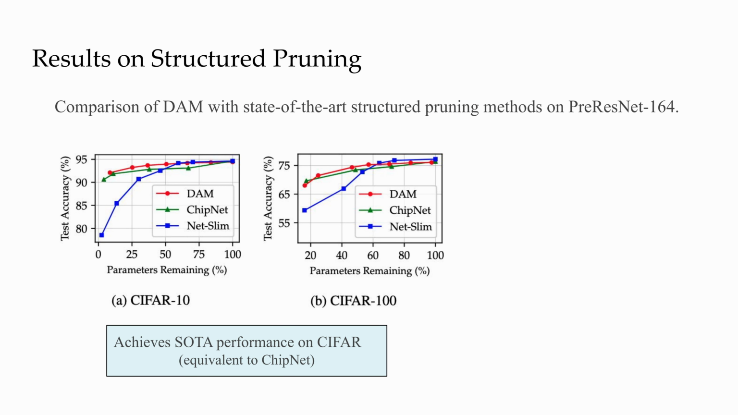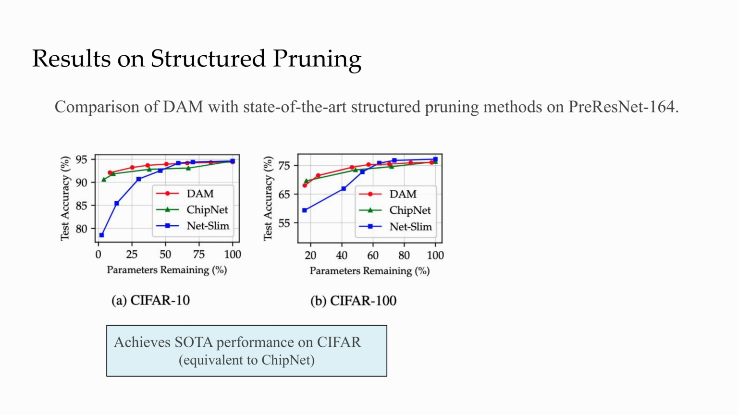We next show some results to demonstrate the power of DAM for structured pruning. We compare our results with two state-of-the-art structured pruning baselines. The first one is network slimming, which is a widely used baseline method for structured pruning. The second one is ChipNet, which was recently proposed this year and achieves state-of-the-art performance on benchmark datasets.